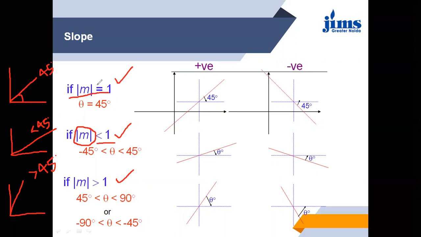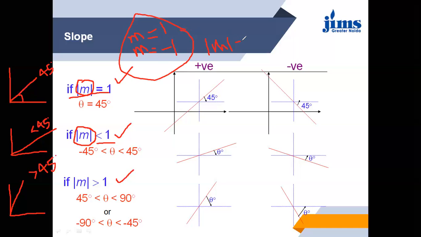So now we will discuss the mode. Mode means that if I have a value m equals 1, then that is also 1, and if I have a value -1, then that is also equal to 1. So the mode of m for these two is equal to 1.